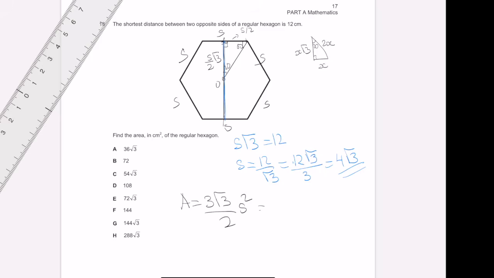Okay, so this here is just going to be 3 root 3 over 2 multiplied by s squared, which is going to be 4 squared times root 3 squared, which is going to be 16. Multiply this by 3 root 3 over 2, which gives 3 root 3 multiplied by 8. 8 times 3 is 24. Multiply this by 3. That's going to give me 72 root 3. Meaning the correct answer is E.